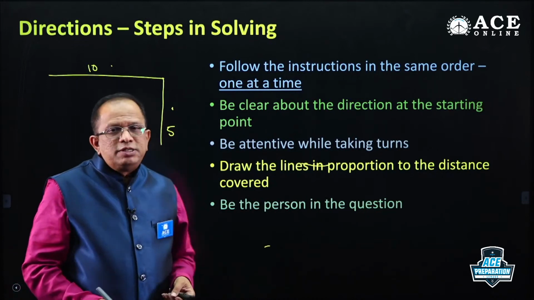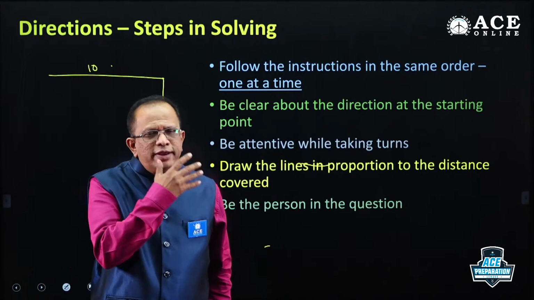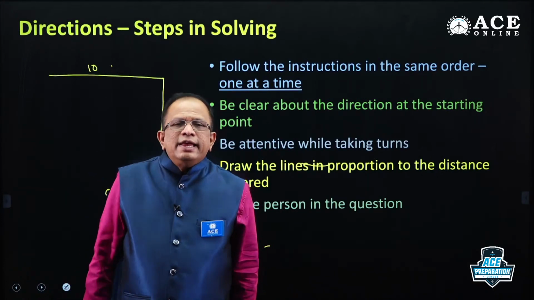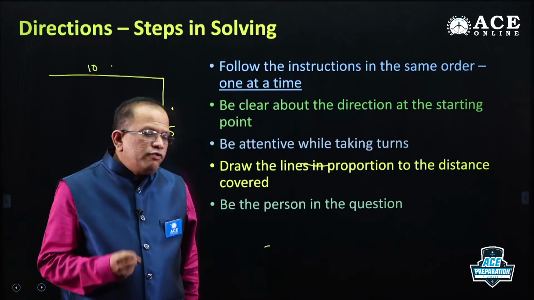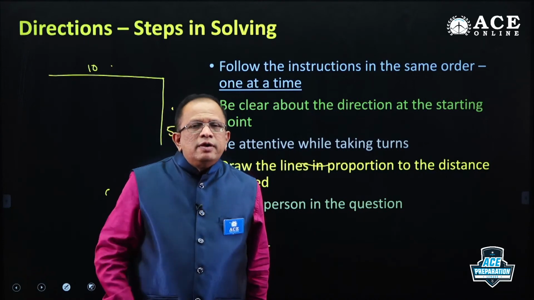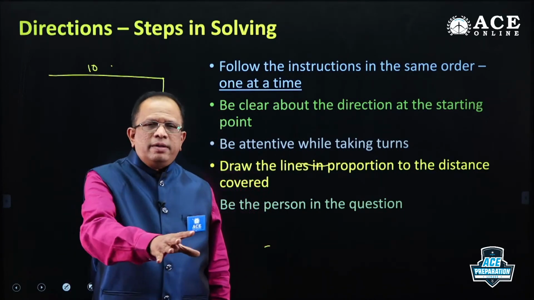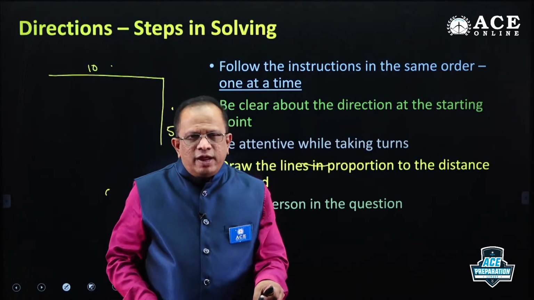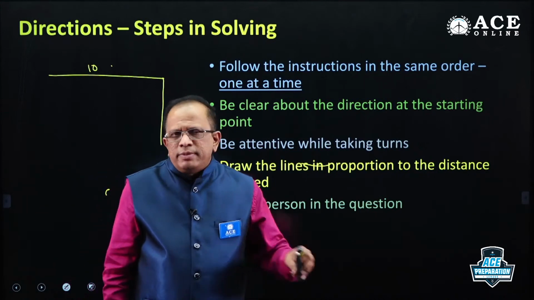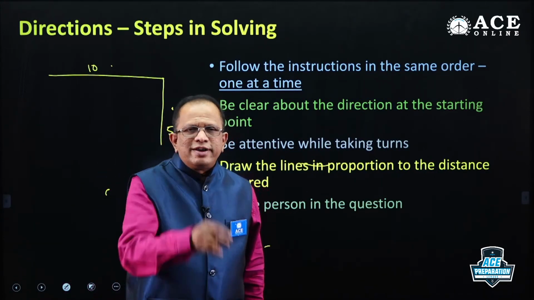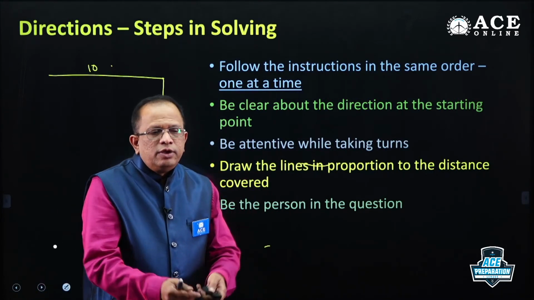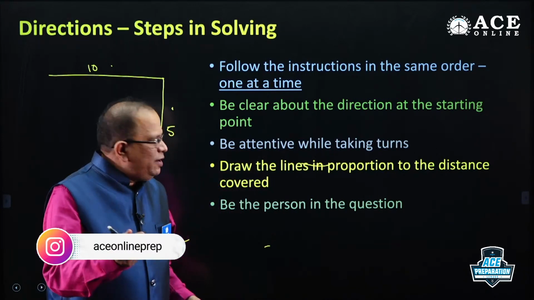And be the person in the question. One more big clue in solving direction questions is always try to be part of the question. If you are part of the question, you have a fair chance of getting the answer correctly. That means Mr. Ram is moving towards east. You be the Ram. You feel that you are moving. Then you are able to understand clearly what is the meaning of right turn, what is the meaning of left turn, and you are going to get the correct answer. Okay? So be the person in the question. You have to be part of it. Then you can see the magic.